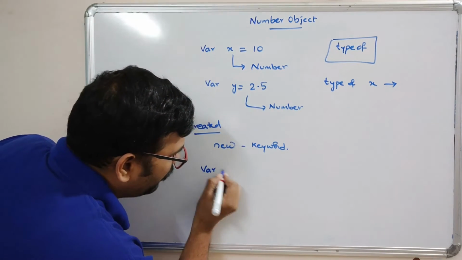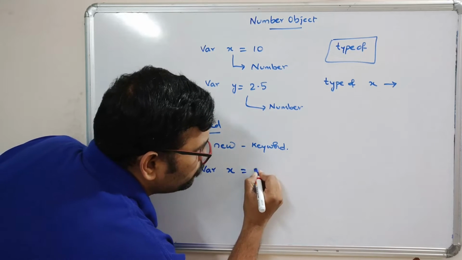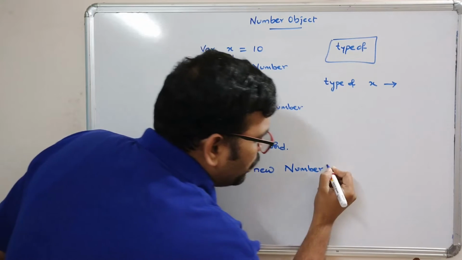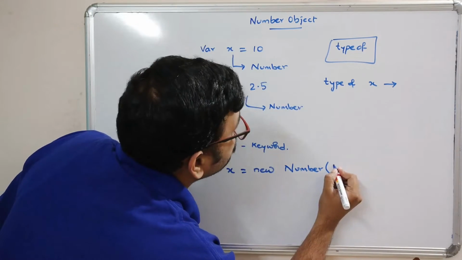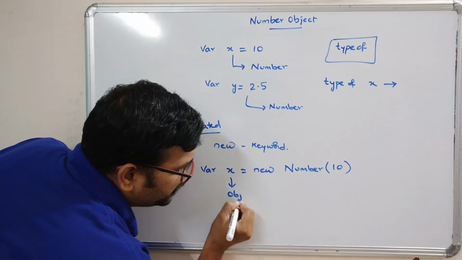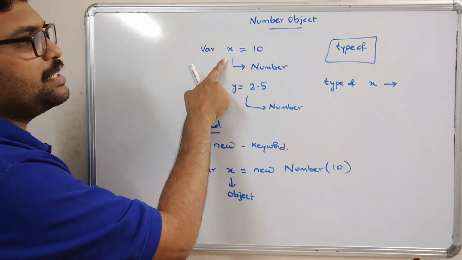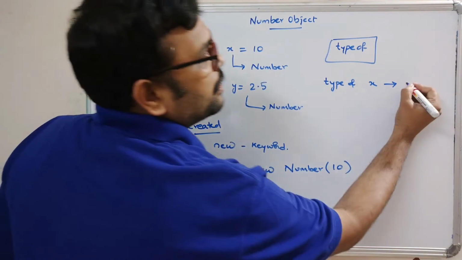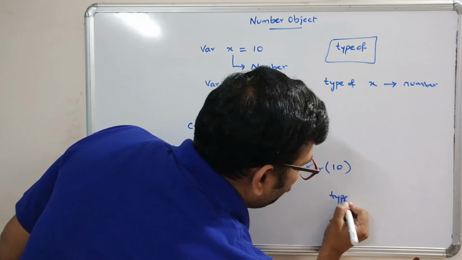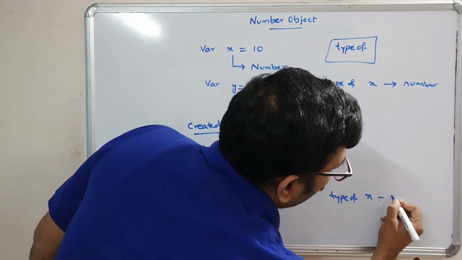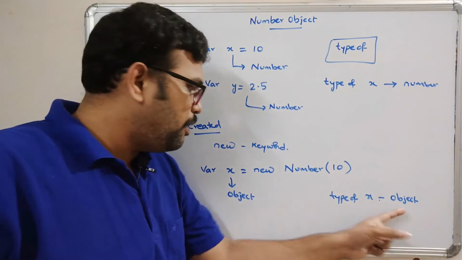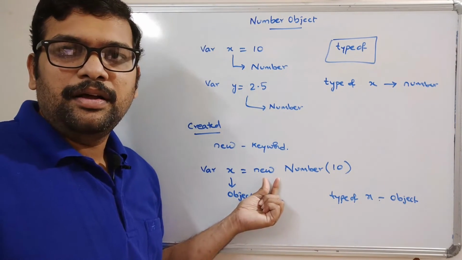Similarly, x is equal to new Number, where N should be capital, and give the value here, some 10. Right? Now the typeof x is an object, it's not a number. In this case, the typeof x is number, right? And in this case, typeof x will be object. So objects will be created with the help of the new keyword, right?